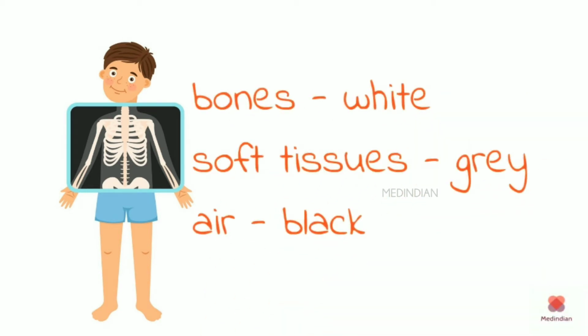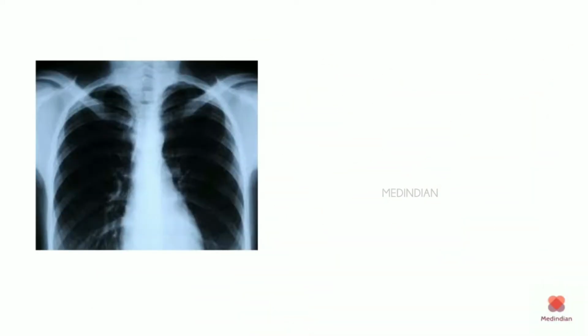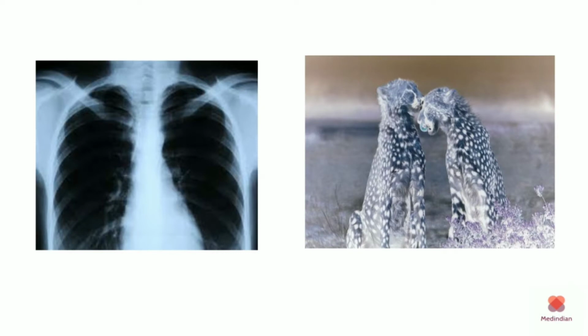Fat and other soft tissues absorb comparatively less radiation and hence look grey. Air absorbs the least, and that is why in an X-ray, lungs look black. Conventional X-rays are more like photographic negatives.